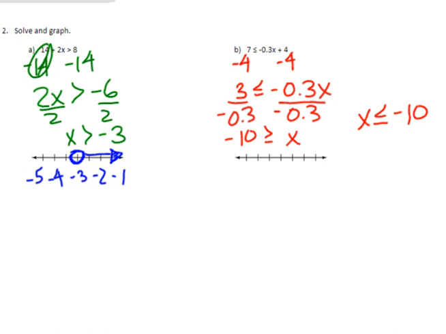Okay, including 5 numbers, so I'll put negative 10 kind of in the middle, negative 11, negative 12, negative 9, negative 8. Little scrunch there. Okay, this time we're going to have a closed circle, and since x is less than that value, we're going to shade in all of the answers to the left.